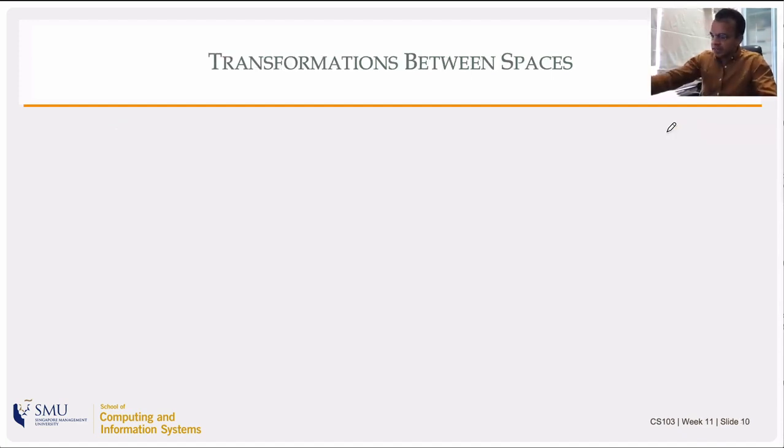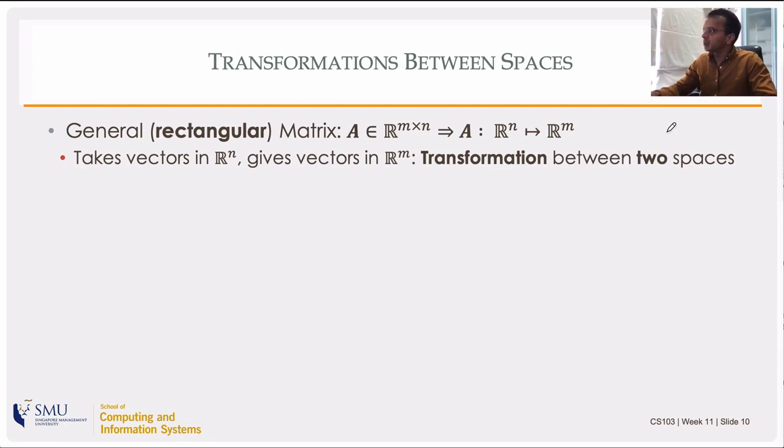Now let's take a step back and look at matrix as a transformation between spaces. That's the way we did when we were talking about Ax equal to b. So if you take a matrix A and then think of Ax equal to b, x is the input and b is the output. x belongs to Rn if the matrix is an m by n matrix, m rows and n columns. So it's a mapping between Rn, taking vectors in Rn and giving you vectors in Rm. It's a mapping from Rn to Rm. It's a transformation between two spaces. So that's the way we looked at it.